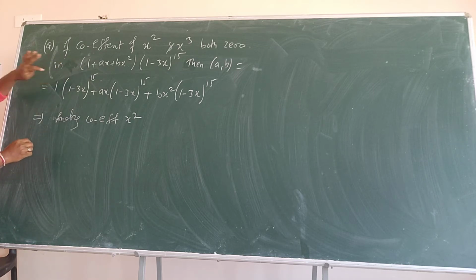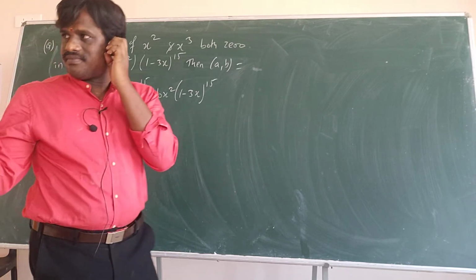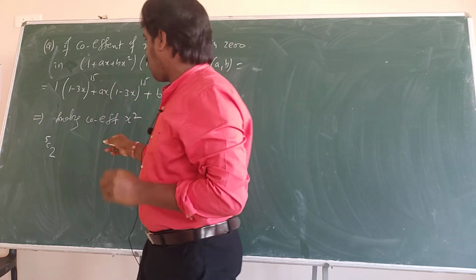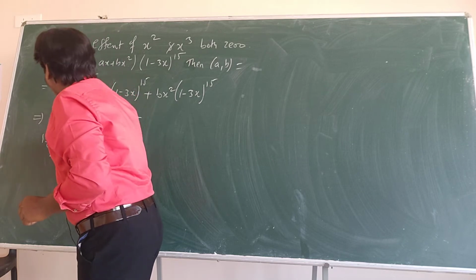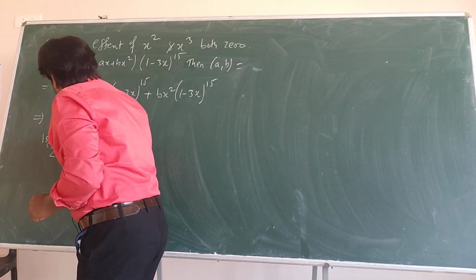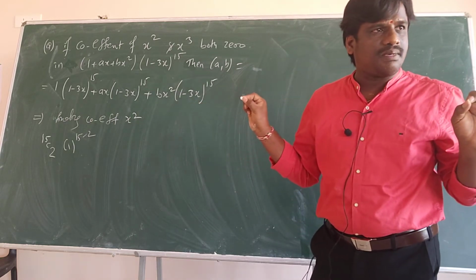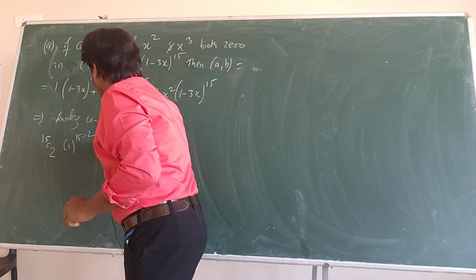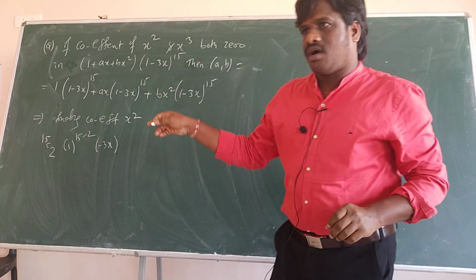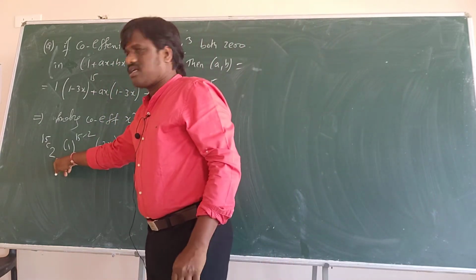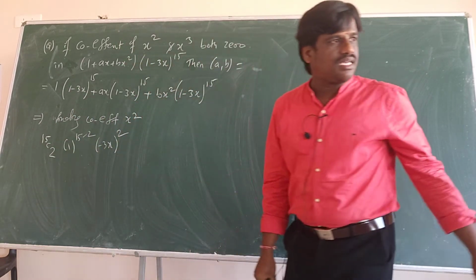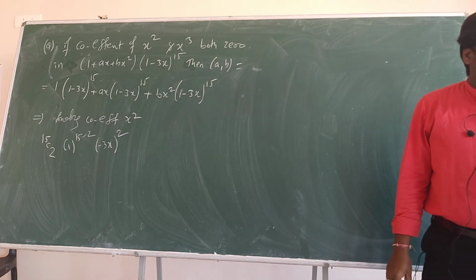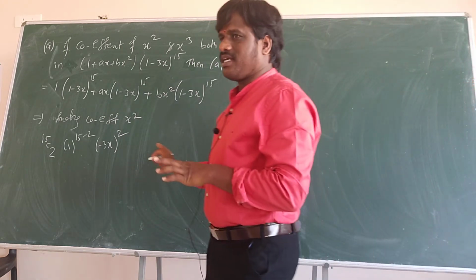This I can write as 15C2, the second term, in this expansion of (1 minus 3x) power 15: 15C2 into 1 power 15 minus 2, and minus 3x to the power of 2. The formula is nCr x power n minus r y power r, so r is 2. Is it clear?